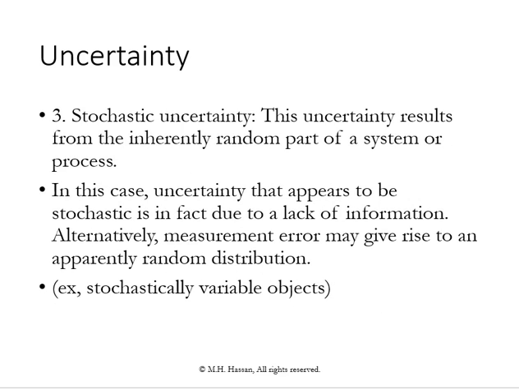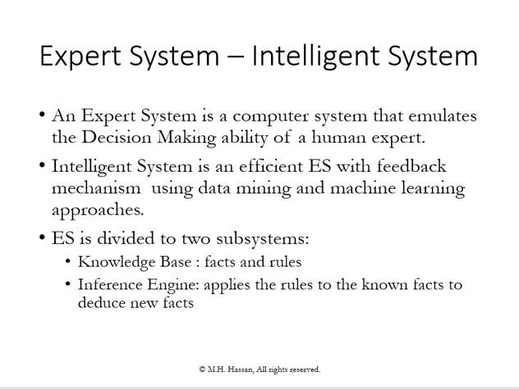Number 3, stochastic uncertainty. This uncertainty results from an inherently random part of a system or process. In this case, uncertainty that appears to be stochastic is in fact due to a lack of information. Alternatively, measurement error may give rise to an apparently random distribution. Example: statistically variable objects represent actually stochastic uncertainty.